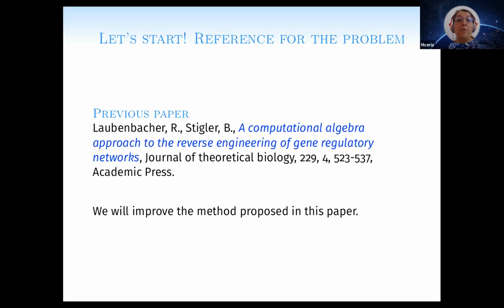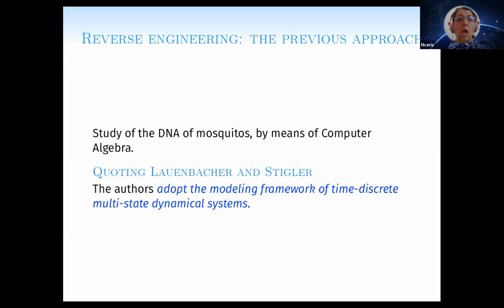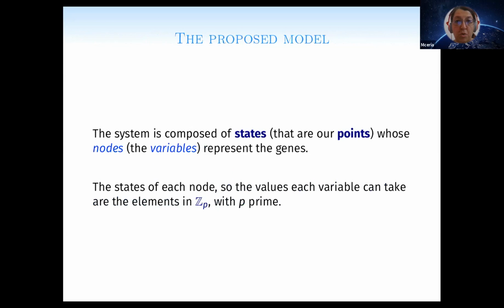The reference paper for our problem is this paper by Laubenbacher and Stigler. This is called a computational algebra approach to reverse engineering of gene regulatory network, in which they start studying this problem using computer algebra. And our idea was to improve the method proposed in their paper. So, roughly speaking, they are studying the DNA of mosquitoes by means of computer algebra, and they adopted this modeling framework of time-discrete multi-state dynamical system, and I will explain a bit what we want to have.